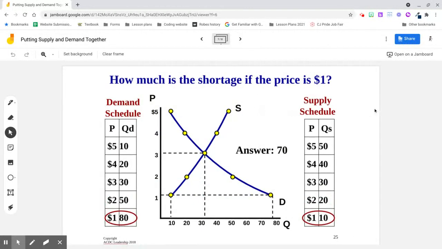Now, how much is the shortage if the price is $1? So let me jump over. We're at $1. When you look at it, my demand is $1.80. That's a pretty good demand out there, sitting all the way out there by itself, $1.80. My supply, $1.10, is here. So look, that's our difference: 80 minus 10 is 70. And there's our shortage. That whole section, that's our shortage. That's where we're lacking.